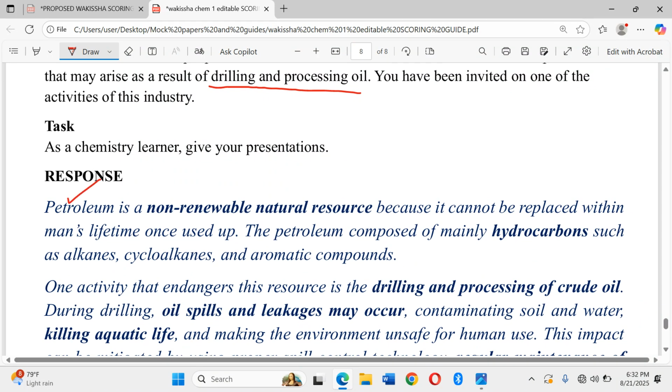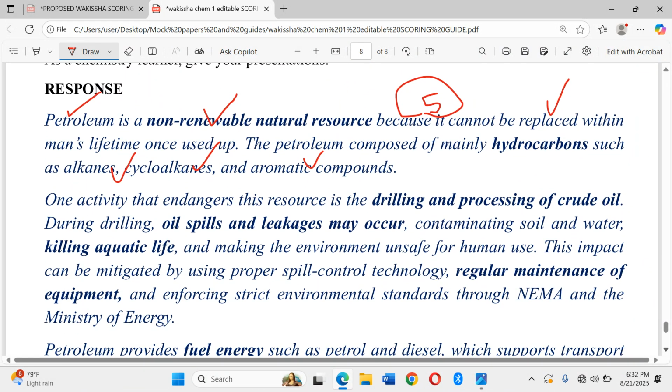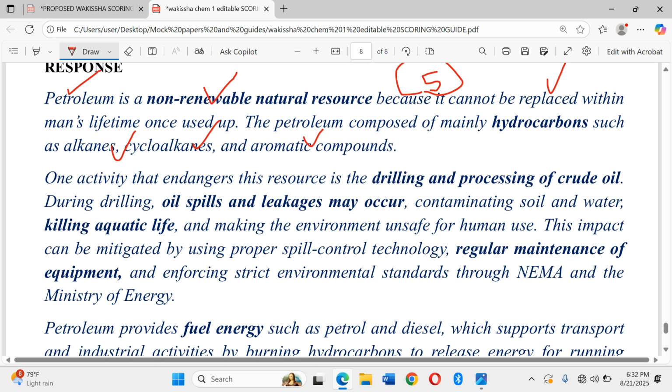Petroleum, which is our example, is a non-renewable resource because it cannot be replaced within man's lifetime once used up. Then the petroleum is composed of mainly hydrocarbons such as alkanes, cycloalkanes, aromatic compounds. So here you get your 5 scores. One paragraph. After getting that, we go to the second paragraph where we're talking about human activity.